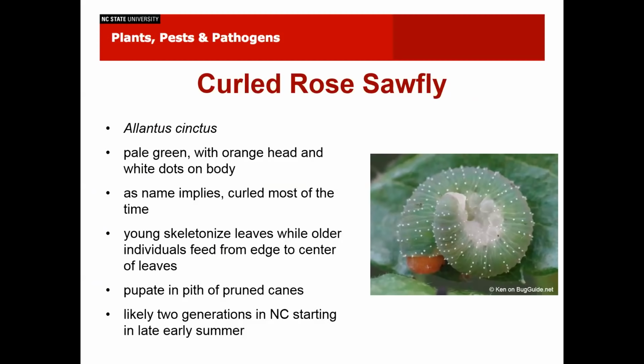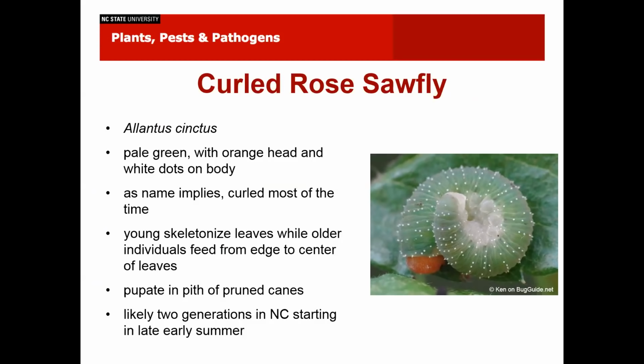Okay, the curled rose sawfly, Allantus cinctus. This is a pale green sawfly larva with these white kind of knobs all over it and an orange head. And as the name implies, they're often curled on the host. So they'll sit there like a little snail almost on the underside.